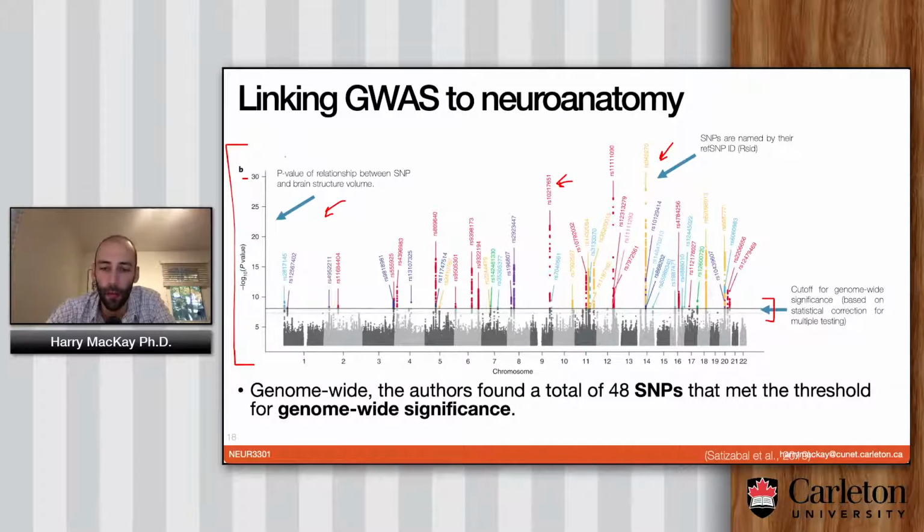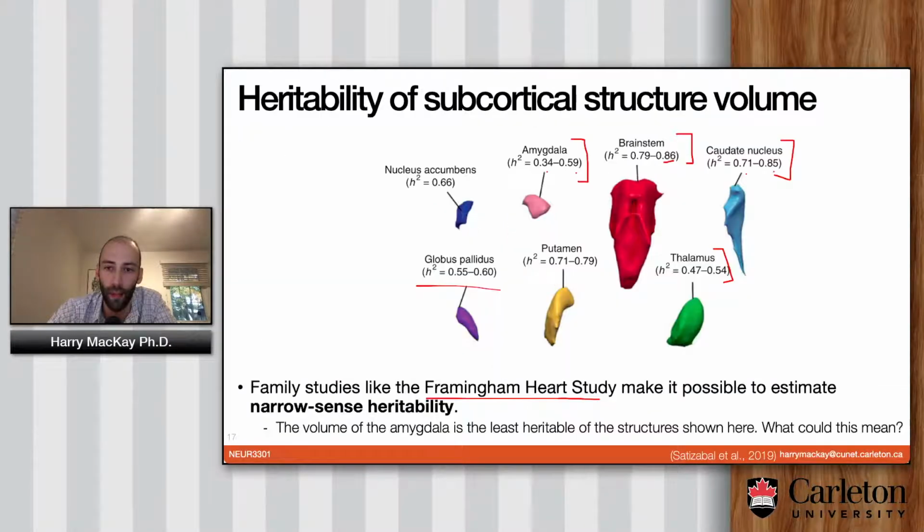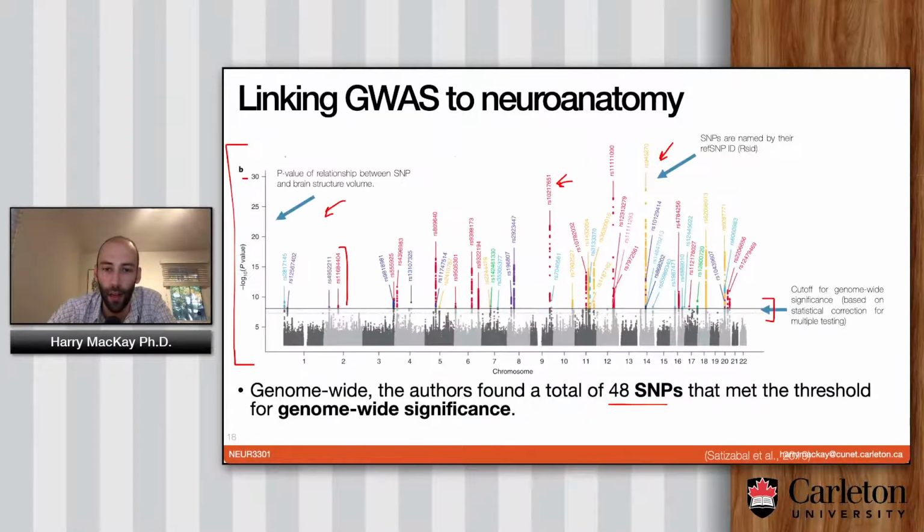So the authors overall found a total of 48 SNPs that met the threshold for genome-wide significance, meaning that as far as they know, there's 48 SNPs that contribute to variations in subcortical brain structure. The regions, by the way, are colored by what part of the brain they influence. So red, for example, is the brain stem, and so on and so forth. So genetic variants, or subcortical brain volume, pretty genetic.